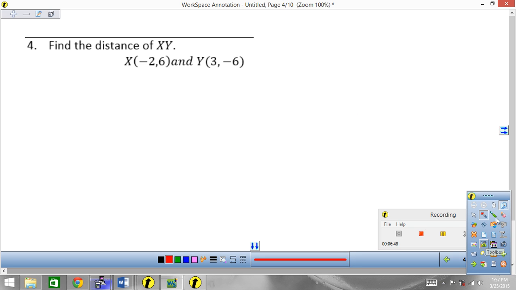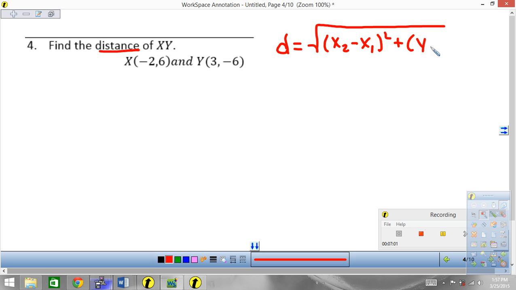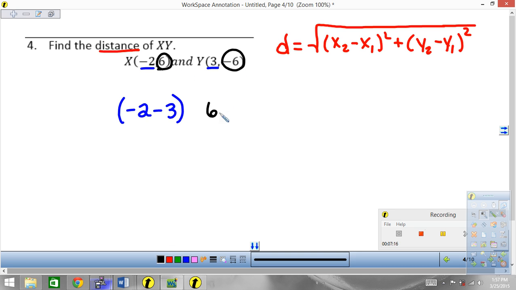Question 4. It says to find the distance. The distance formula that we use for this is the square root of x2 minus x1 quantity squared plus y2 minus y1 quantity squared. I like to just think of it as subtracting my x's, so I start by looking at my x values and I say negative 2 minus 3. Then you subtract your y values, 6 minus negative 6, square, add, and square root.